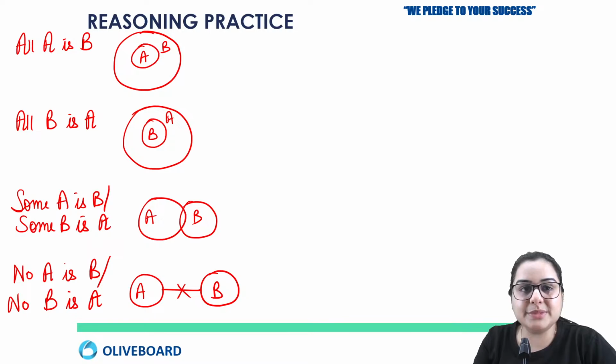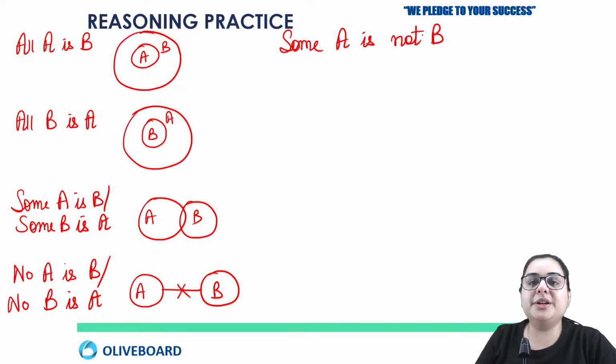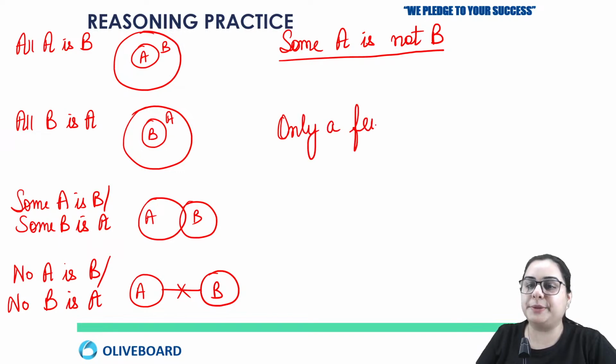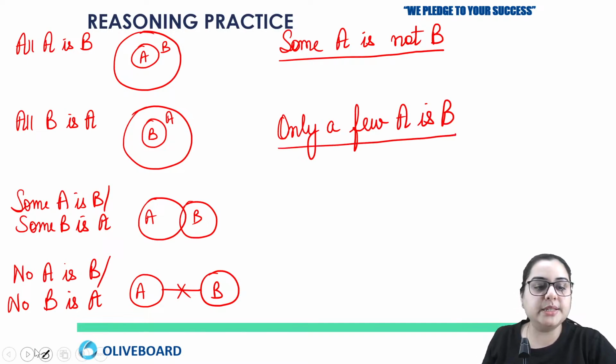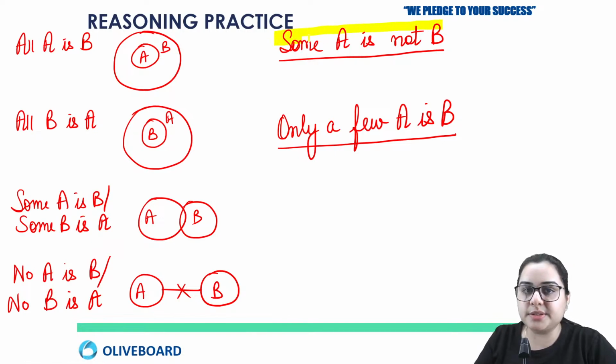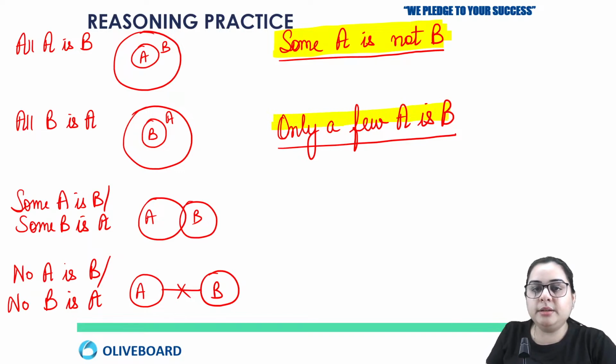Now there are some new statements that have arisen in the last 2 years. One is some A is not B. This is the point where you people get doubtful. The other one is only a few A is B. All the previous statements were the standard ones that you all know, but these are the 2 new statements that are coming in your exam and you are not able to understand. Some of the students have a confusion in these 2 statements. So first, you tell me what is the meaning of some A is not B.